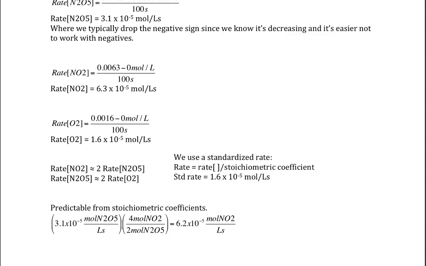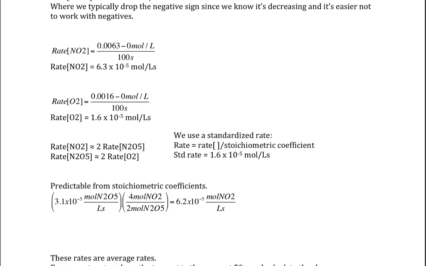That's got to do with those stoichiometric coefficients. Remember, it was 2 N2O5 forming 4 NO2 plus 1 O2. So the ratios are reflected in these rates. The rate of the NO2 versus the rate of the O2, it's about 4 to 1.